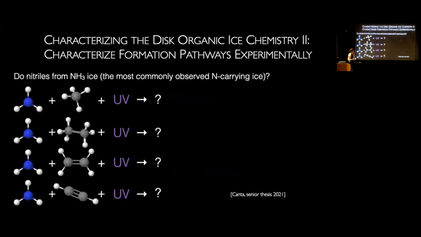So what Alessandra set out to do is to see if we could form this acetonitrile, or methyl cyanide, through ice chemistry using what we think is the most common reservoir of nitrogen in ice, ammonia, as well as small hydrocarbons. And the small hydrocarbons that we think are the most abundant, based on what's in comets, are the ones listed here. It's basically things like methane, ethane, acetylene, and so on. And we combine that with UV and then try to characterize what kind of chemistry occurs.